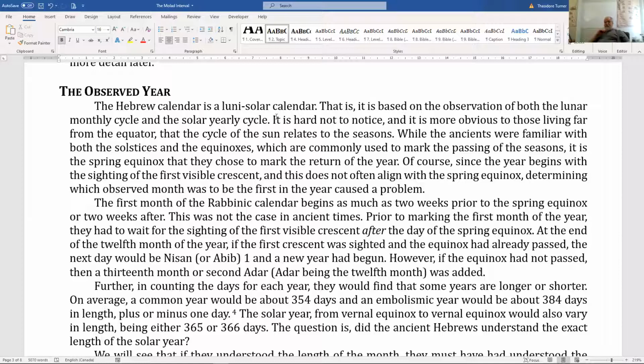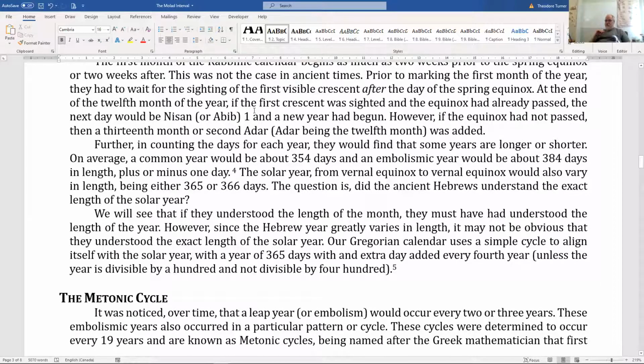So at the end of the 12th month of the year, if the first crescent was sighted and the equinox had already passed, the next day would be Nisan or Abib 1, and a new year had begun. However, if the equinox had not passed, then a 13th month, second Adar, was added. Further, in counting the days for each year, they would find that some years are longer or shorter. Since they're using a lunar year based upon the moon, even a 12-month year might be 353, 354, or 355 days long. Or if it was a leap year, it'd be 384 days plus or minus 1 day.